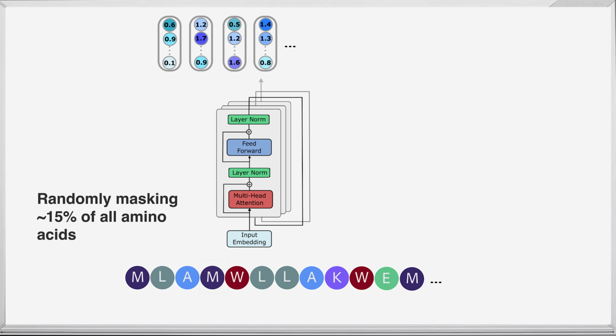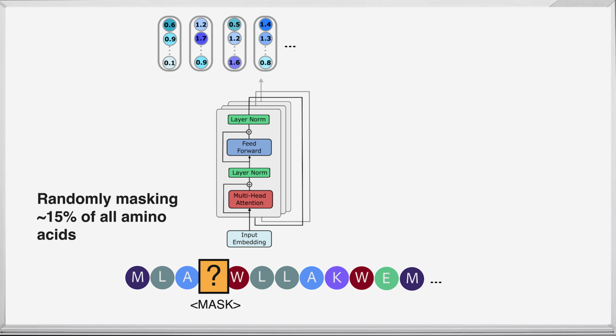randomly, roughly 15% of all amino acids in the input sequence are masked. This means, for example, that we do not let the model know what type of amino acid we have at the 4th position. How we do this is we add an additional token to our model, the so-called mask token.